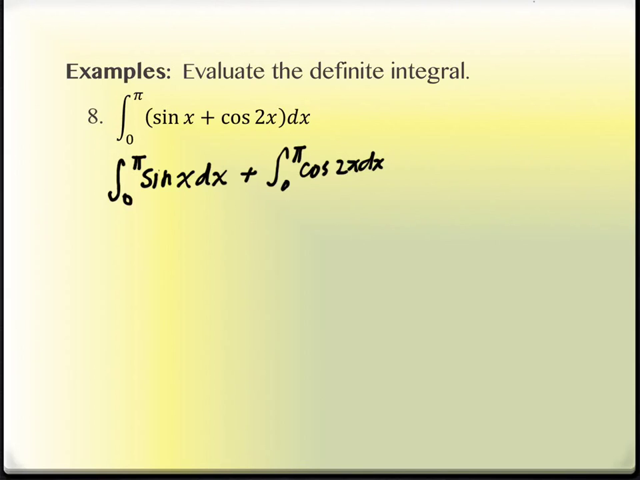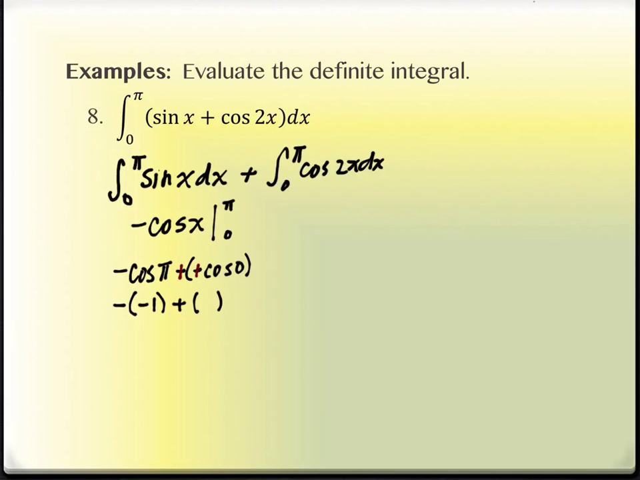What's the antiderivative of sine of x? Negative cosine of x. And we draw our vertical bar with the pi and the 0. So we write in here negative cosine of pi minus the negative cosine of 0. Well, minus a negative is plus. Okay, so what's the cosine of pi? Yeah, so I've got negative of negative 1 plus. What is the cosine of 0? 1. So this negative negative at the beginning is, of course, a positive, and all of this ends up being 2. Okay, so half of my problem is now done.